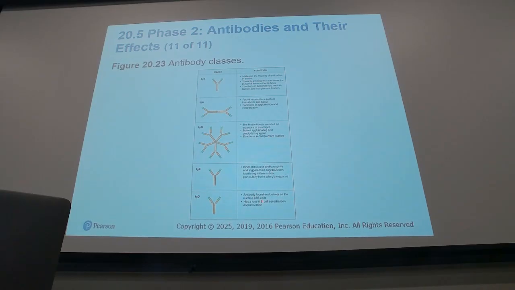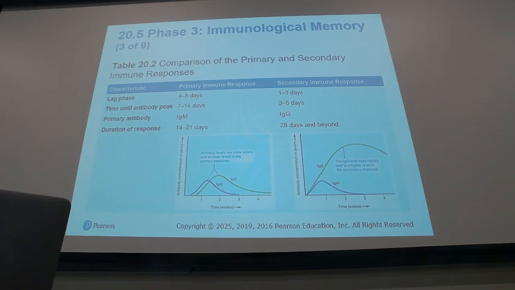Now, IgD is found exclusively on the surface of B cells, and apparently this one helps in the activation of B cells. So this is the comparison of what happens during the primary and secondary immune response.